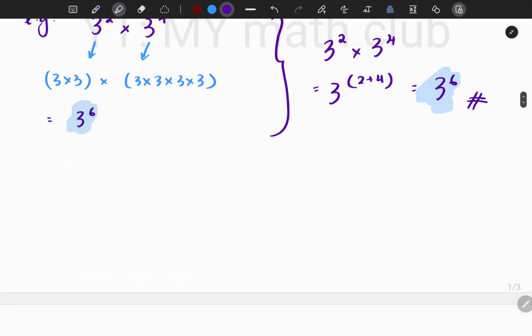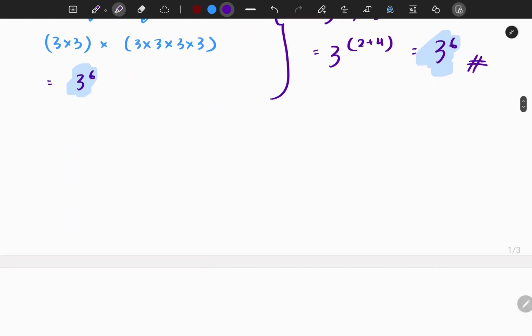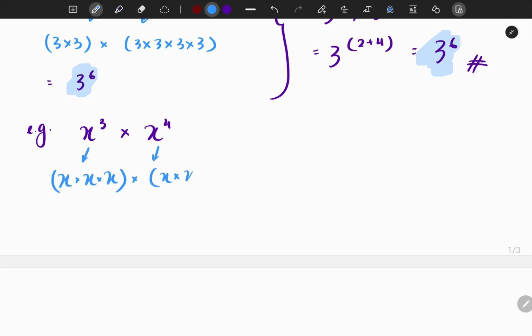We will also see the same thing happen when we have variables as the base instead. So let's say x to the power of 3 times x to the power of 4. Notice that the base is the same, which is x. And so, we can break it down to find x multiplied by itself for 7 times. And it would have been the same if we had summed the powers together, which is x by power of 3 times x by power of 4, sum the powers, you get x to the power of 7, and there you go.